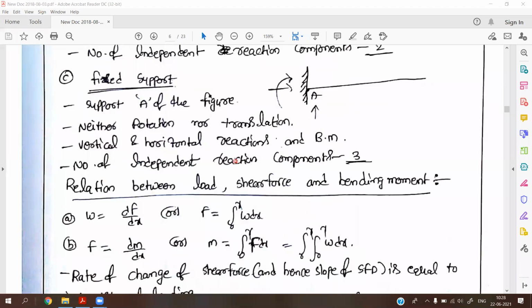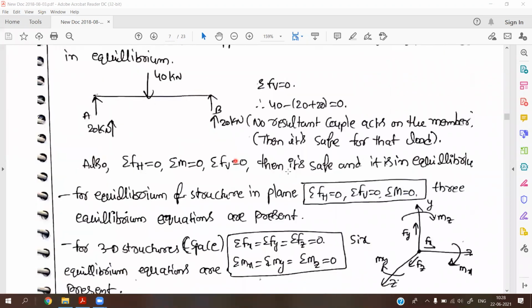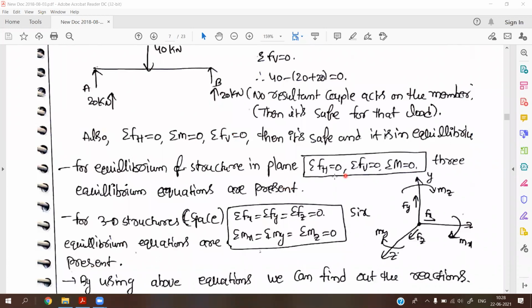Next, equilibrium equations. Generally we have three equilibrium equations: summation of horizontal forces equal to 0, summation of vertical forces equal to 0, and summation of moments equal to 0. These three equilibrium equations are applicable if the structure is in a plane only. Some exams ask how many equilibrium equations are present if a structure is in a single plane. So the answer is three equilibrium equations.